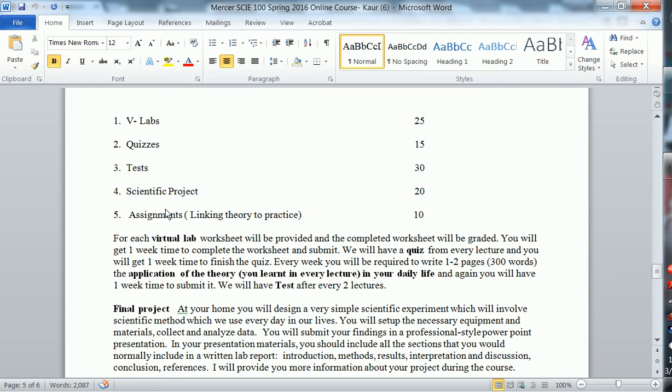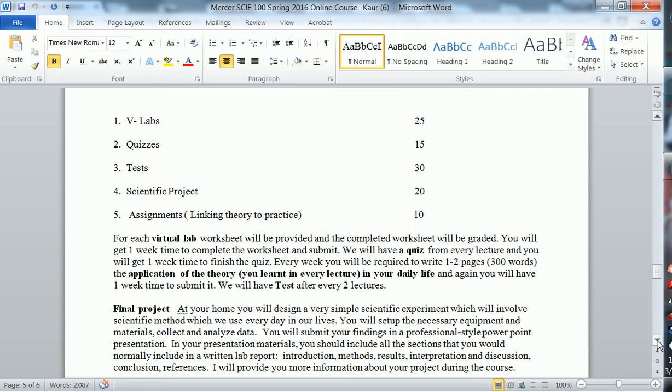Then the assignments. Now what are these assignments? So you have to write assignments after every lecture. You have to write an assignment on whatever you learned in the lecture, how you can link it to your daily life, or what is the application of whatever concepts or theory you learned in the lecture, how you can relate it to your daily life. So this is an assignment linking theory to practice, and all these assignments again have 1 week time, and all these assignments are going to make 10% of your grade.